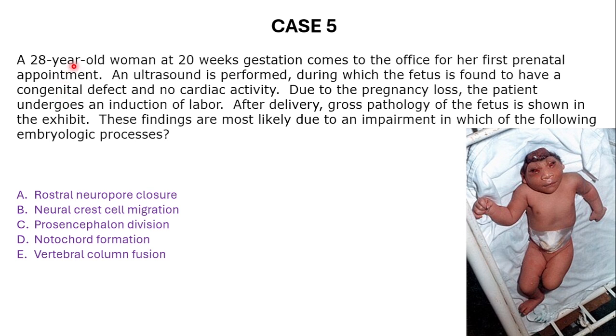Case 5. 28-year-old woman, 20 weeks gestation, comes to the office for her first prenatal sonography. Okay, congenital defect, no cardiac activity, pregnancy loss. After delivery, the fetus is shown here. These findings are most likely due to an impairment of which of the following? Okay, this is a stillbirth. As we can see here, this is anencephaly, no brain. So an impairment in which of those things can lead to anencephaly? Anterior neuropore closure, or rostral or cranial neuropore closure. If there is a failure of the rostral neuropore closure, we'll get anencephaly. So the answer is A.